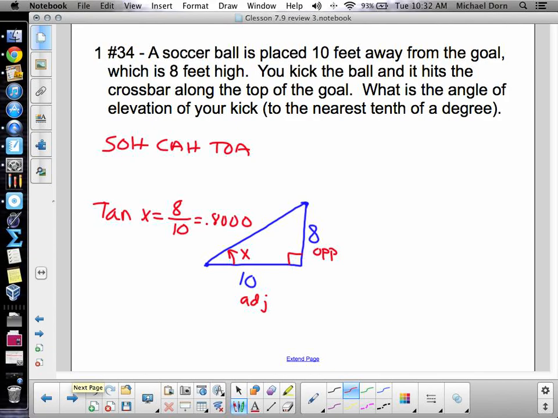Now, the angle is unknown, so this is where we can use our chart. You may use your calculator as well using the inverse function, but again, the chart is almost easier for a lot of people. And we go to our chart. I'm going to give you a copy of that. But it's page, 925, I think.